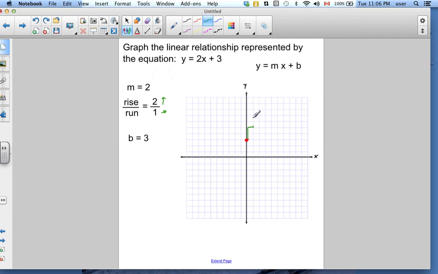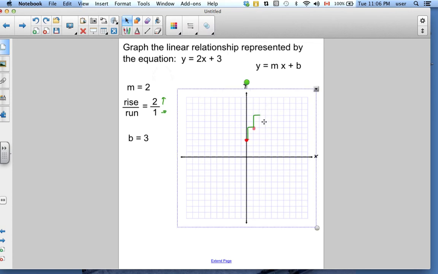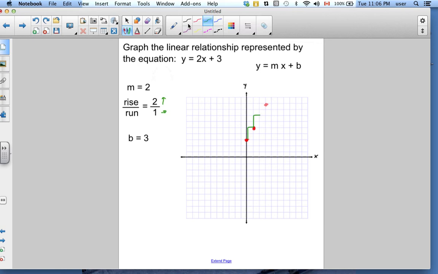Plot a point there. Up 2, right 1, plot a point. So let me plot the 2 points that I was going to do there. We have our up 2 over 1 right there. So we have some new points on our graph. We have up 2 over 1 again. Let me plot this one point. So from here, you have a few points.